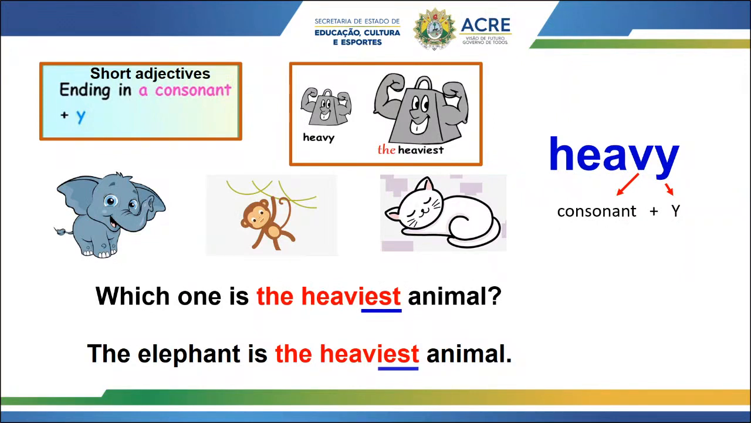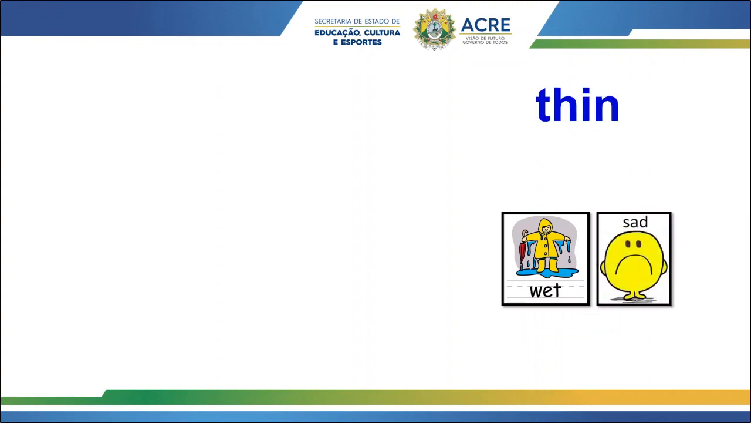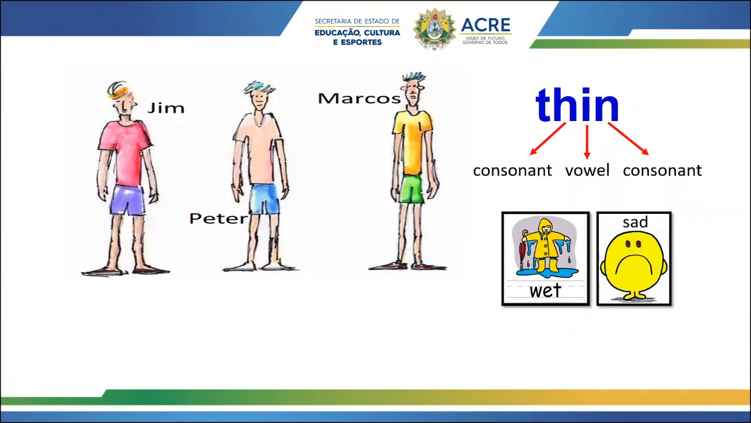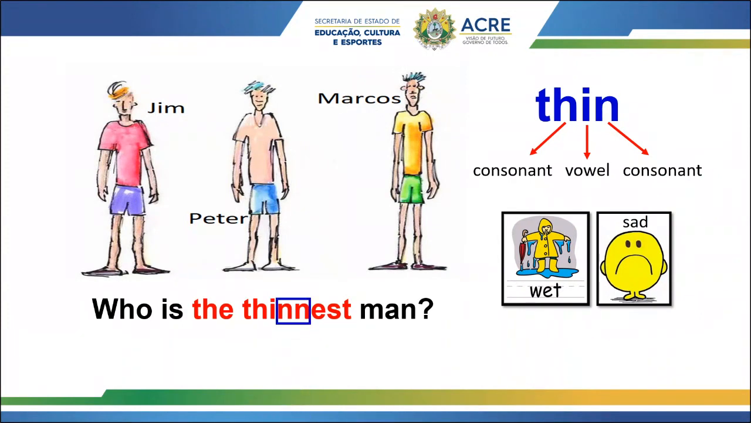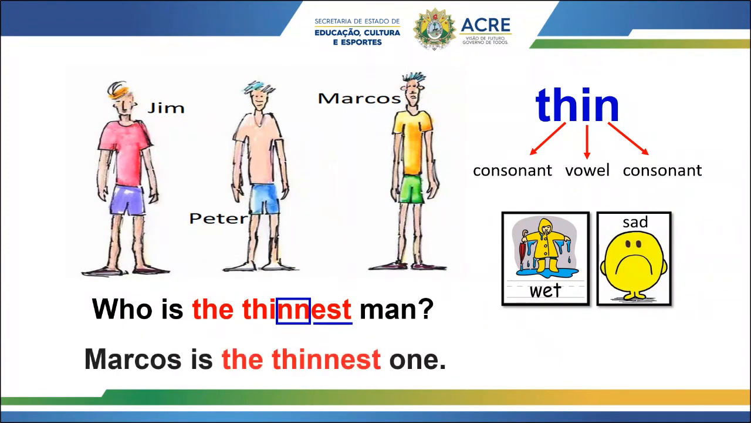Now pay attention. These adjectives have something in common. What do they have in common? They have consonant, vowel, consonant. Let's see an example. Here we can see Jim, Peter, and Marcus. They are thin. But who is the thinnest man? Marcus is the thinnest one. When we have adjectives with consonant, vowel, consonant, we double the last consonant.